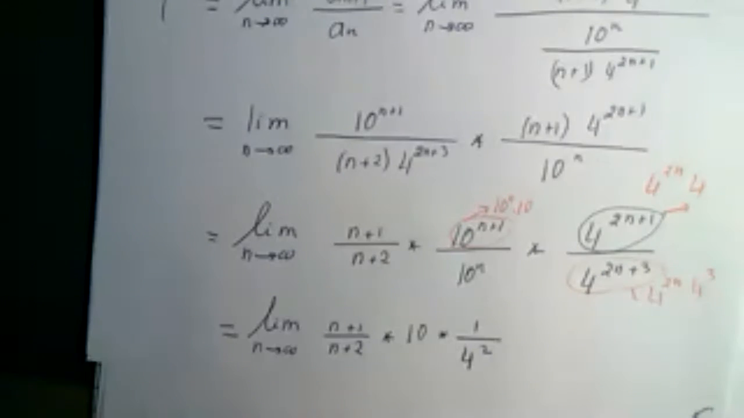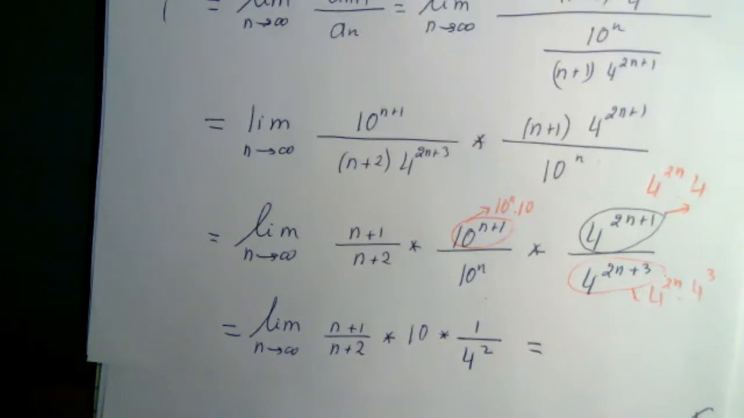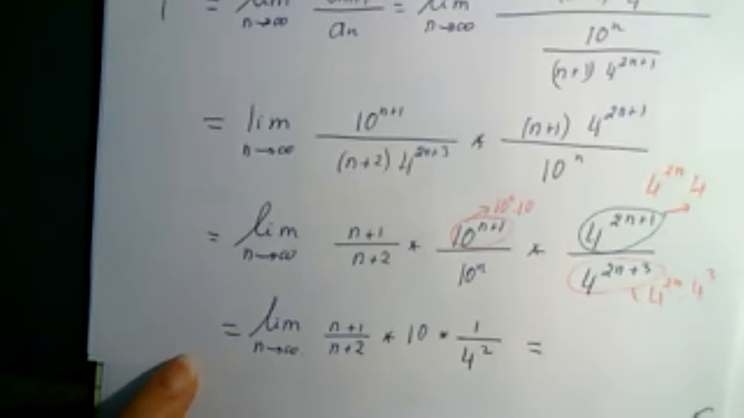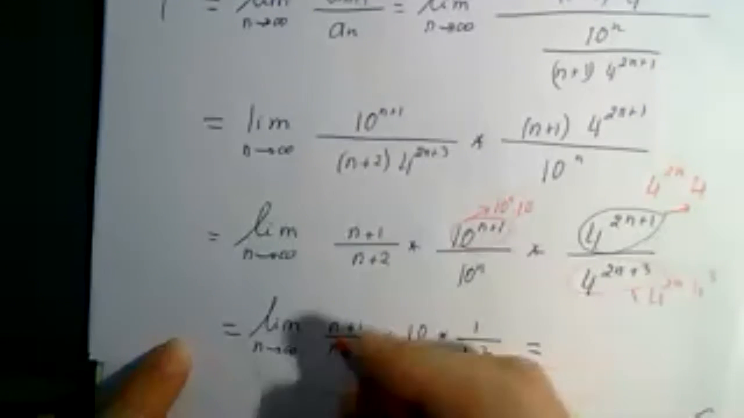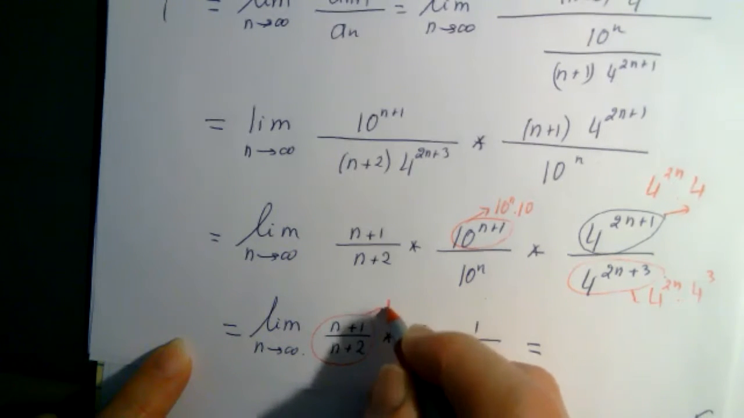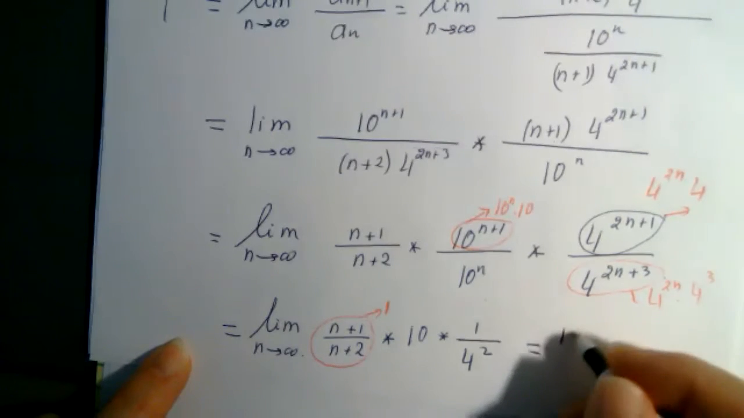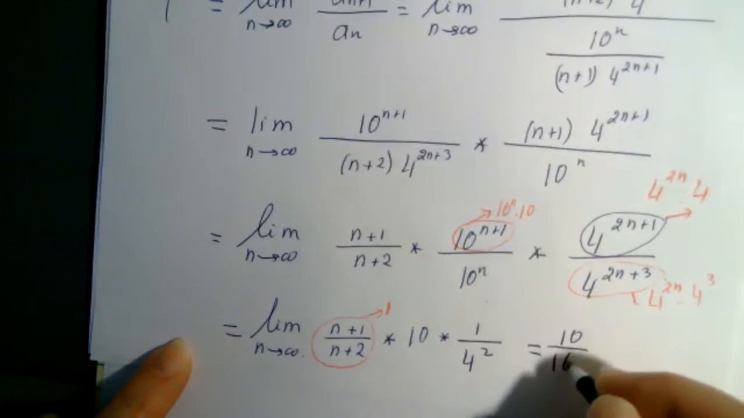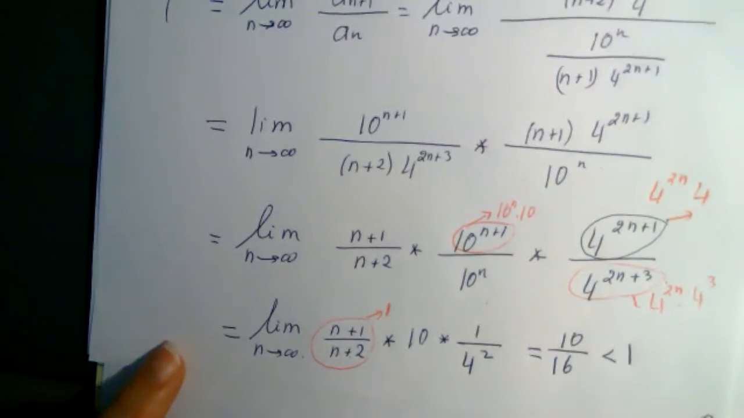So finally, what is the limit? As n goes to infinity, I guess everybody should see it by now, n plus 1 over n goes to 1 when n becomes close to infinity. So what we are left with is actually 10 over 60. Absolutely less than 1. So now I computed the ratio.